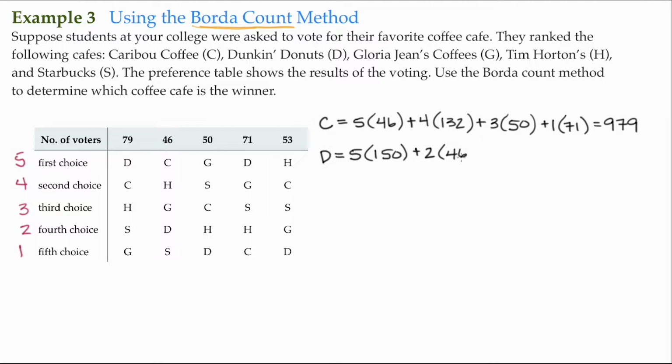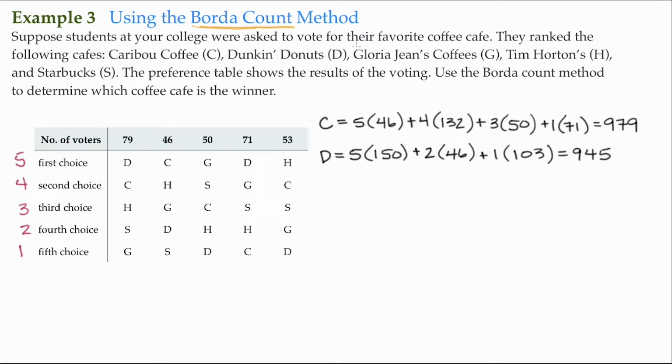times 46. And then Dunkin' Donuts here has 50 and has 53. There's 1 point. We'll just tally those together. That's 103. Go ahead and add all this up. Dunkin' Donuts gets 945 points.